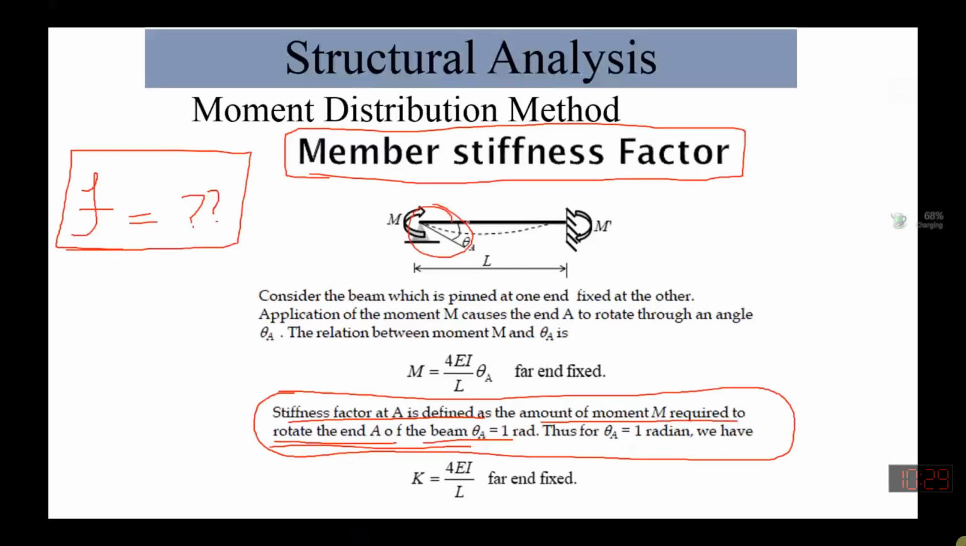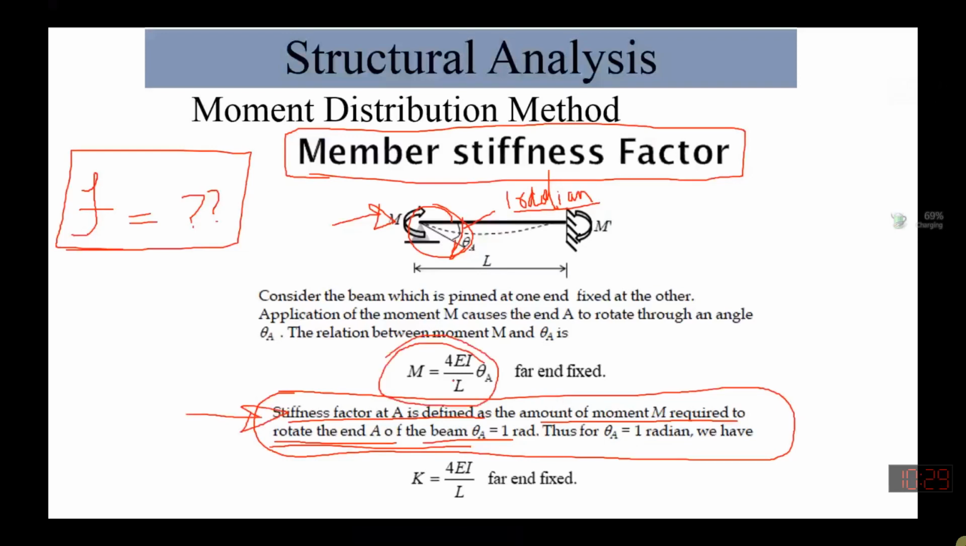So it means if I want to rotate this deformation equals to 1 radian, the amount of moment I need, that is called as stiffness factor for any particular structure. Now, this relationship we have calculated in our slope deflection derivation, very first relationship.